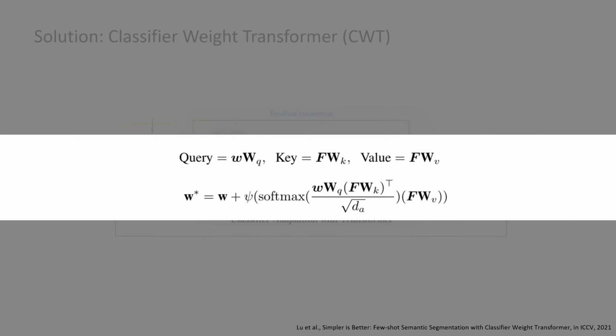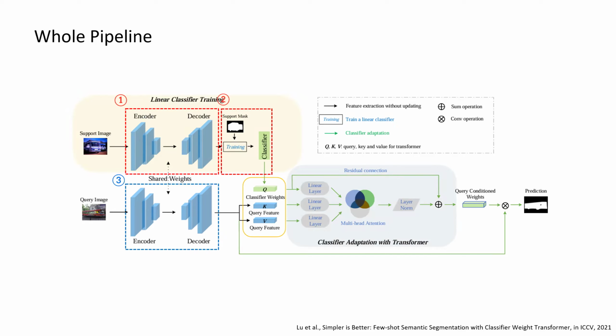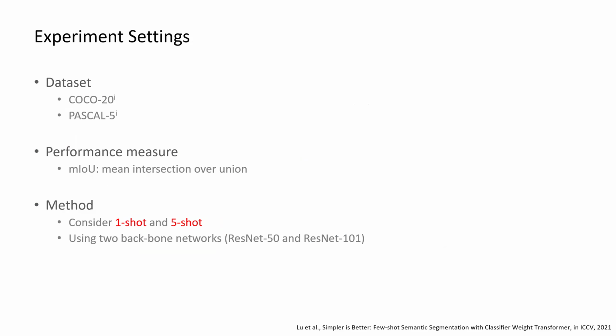The transformer is trained during meta-training and kept fixed during testing, adaptively updating the classifier weight for each query image without further learning. Here's how the whole thing works. First, the encoder and decoder are pre-trained and frozen. Then, the classifier is trained using support images and masks. After that, the query image is passed through the frozen encoder-decoder to extract features. Finally, the transformer adjusts the classifier weight based on these query features. This adapted classifier is used for final segmentation.